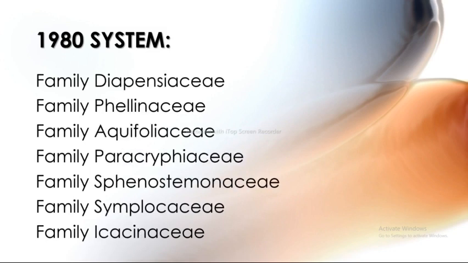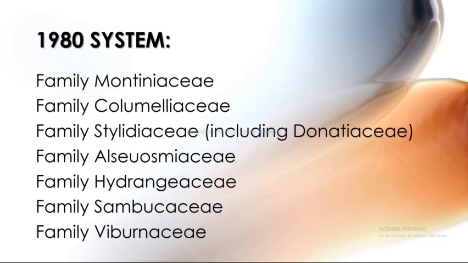Next family is the Diapensiaceae, Pellicieraceae, and Aquifoliaceae, Paracryphiaceae, Stephanostemonaceae, and the Symplocaceae. Next is the Icacinaceae, and the next is the Montiniaceae, Columelliaceae, and Stylidiaceae, which is including the Donatiaceae. And the next family is the also Osmiaceae, and the next is the Hydrangeaceae, and the next is the Sambucaceae, and the next is Viburnaceae.